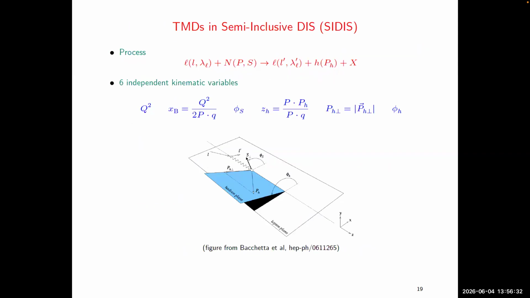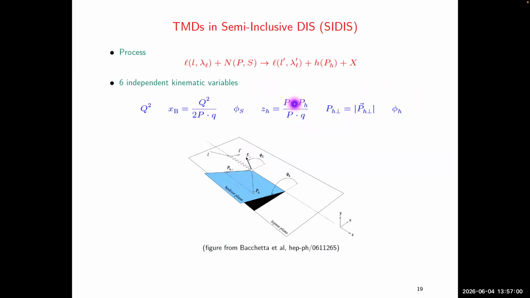Today, in general, the process is described by 6 variables. Q squared and xB we have seen before. Then, in case the target has a transverse polarization, there is an azimuthal angle describing the orientation of that spin vector relative to the lepton plane. And then we have one hadron in the final state, and each particle gives 3 variables. And they are typically denoted like this.